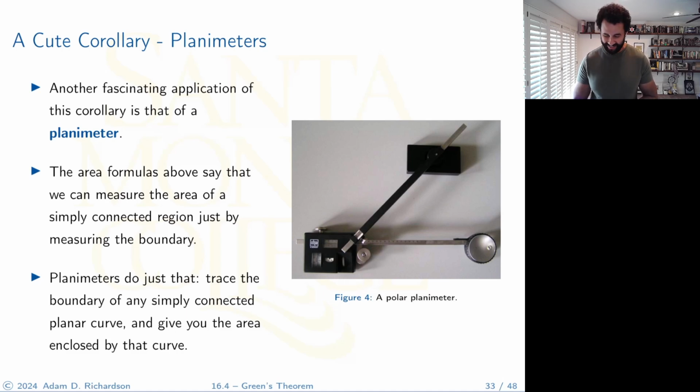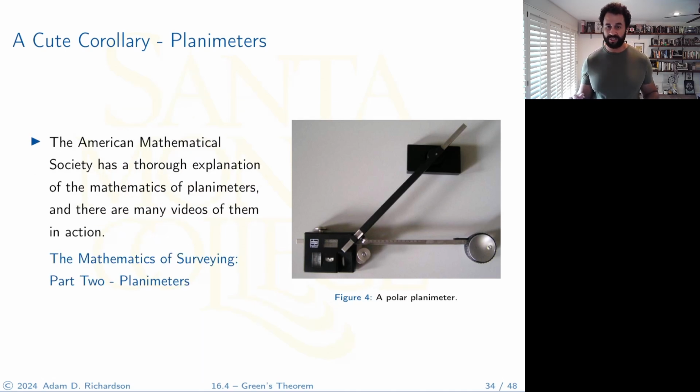That's about it. So yeah, exactly. These formulas say that we can measure the area of a simply connected region just by measuring the boundary in the appropriate way, and planimeters do just that. You set them up, you trace the boundary of whatever region you're interested in, and they will give you a readout that tells you the area of the region. Super cool stuff. Follow this if you want to see other pictures. There are different kinds of planimeters, and lots of videos of them in action.